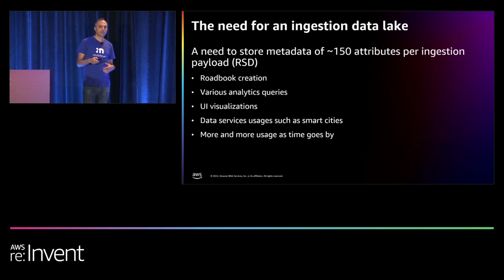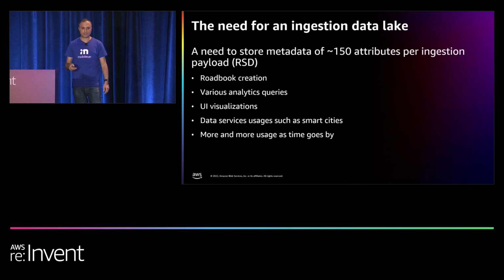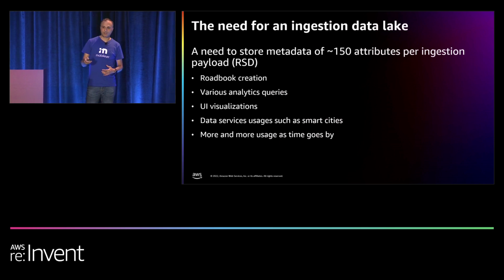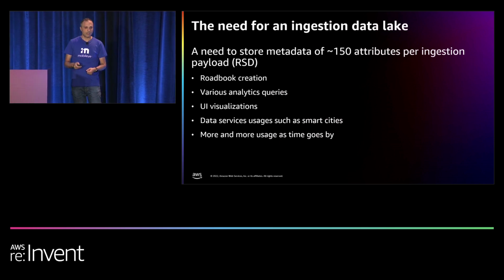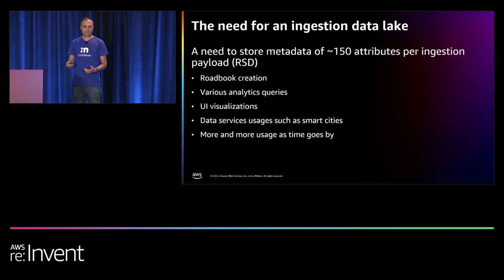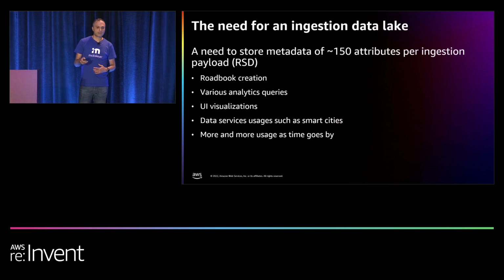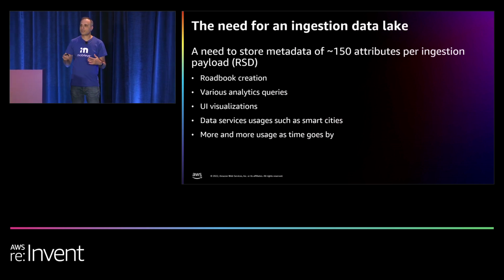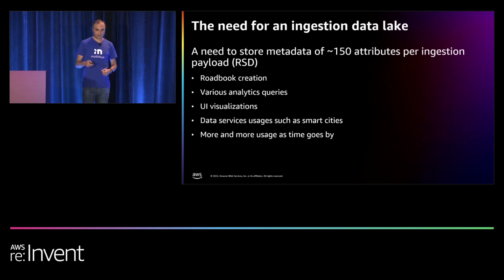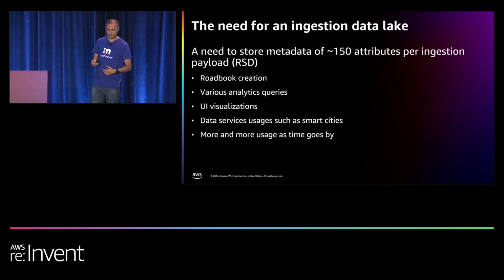But we also have analytics queries, so we can answer questions like how much time it will take us to get coverage of the United States highways. We also have UI tools so that our customers can see their RSD coverage. And we try to leverage this data lake and build new business models around it, such as smart cities and more. This means that we have many internal customers inside Mobileye that need access to this data, and new types of usages come every now and then.